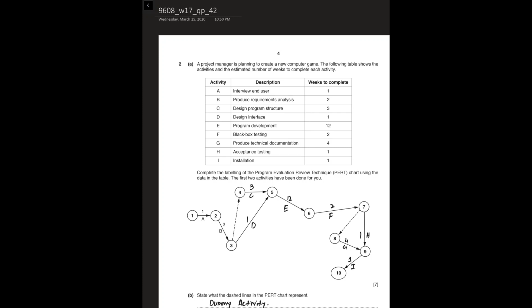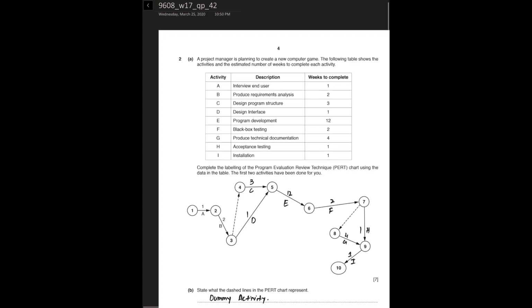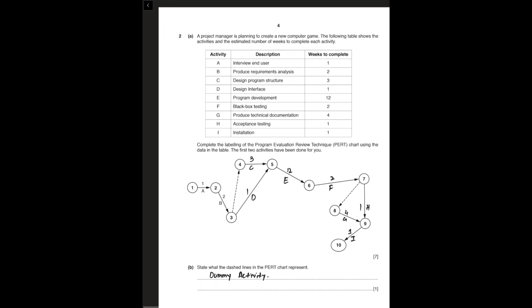This is winter 17 QP42 question 2. A very simple question. A project manager is planning to create a new computer game. The following table shows the activities and estimated number of weeks to complete each activity. So we can see things over here, and when you solve this question, it would not be a tough one. There are two dummy activities that can be seen over here, and they would not affect the flow of the PERT.